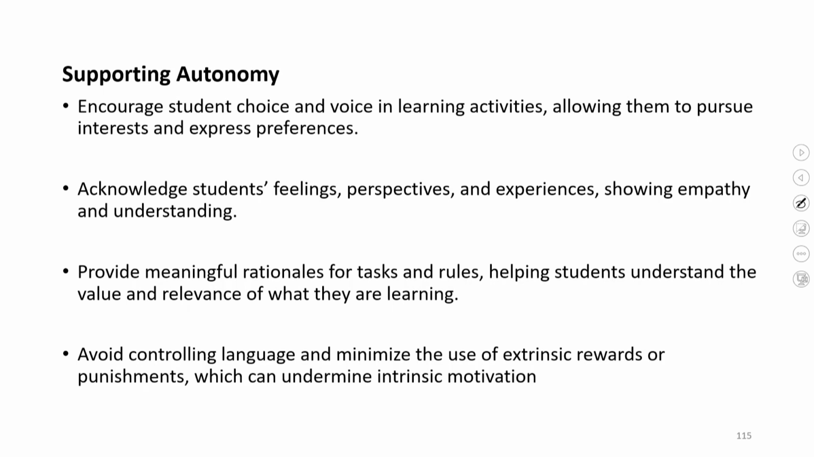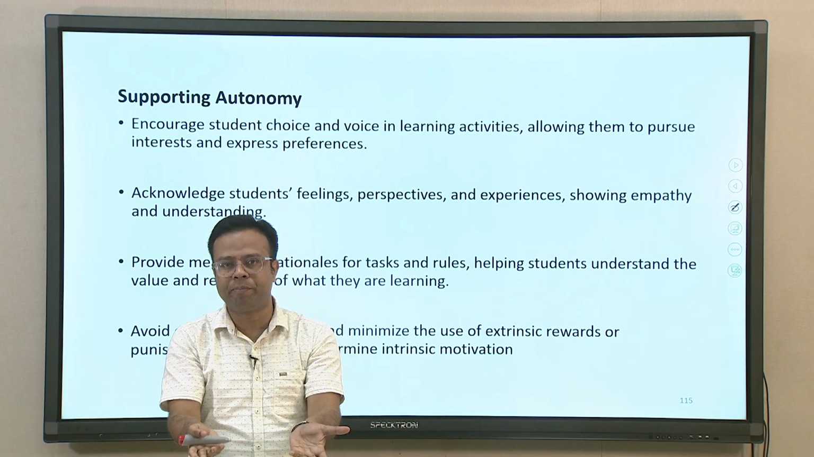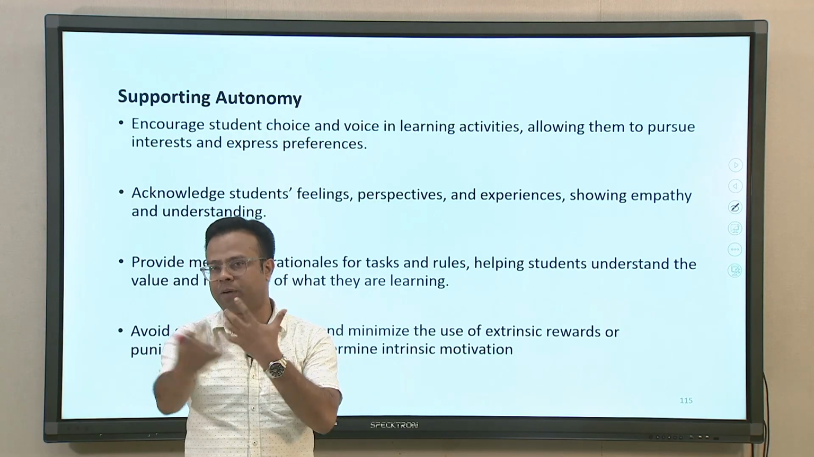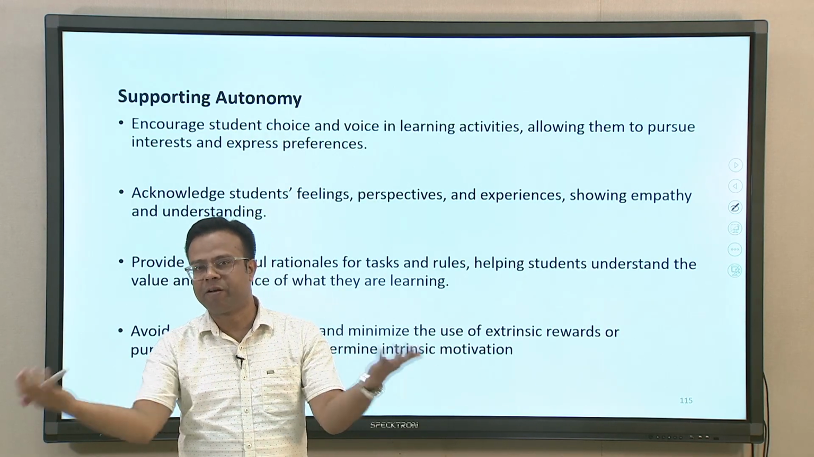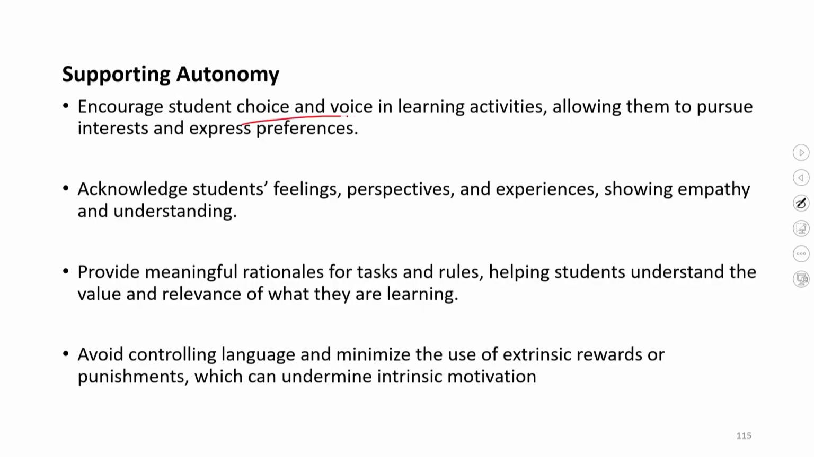How can we support autonomy in the classroom context? Autonomy means basically choice and freedom. Obviously, autonomy cannot bluntly be given with all the choices to the student. There needs to be some boundary, but within that boundary a student can be given more choices to increase autonomy. It can include encouraging students to choose and have voice in learning activities, allowing them to pursue and express interest.